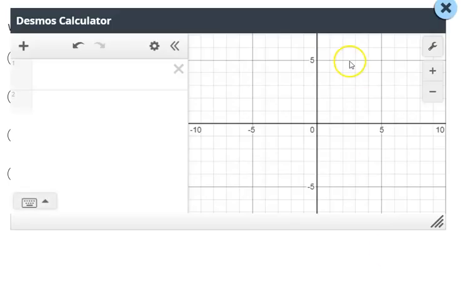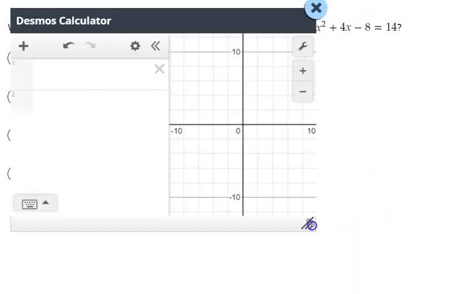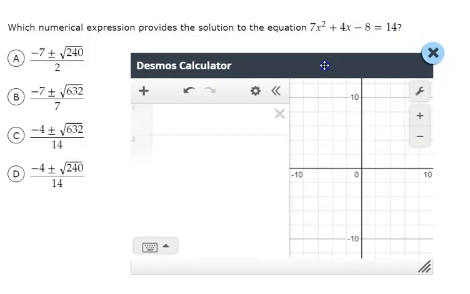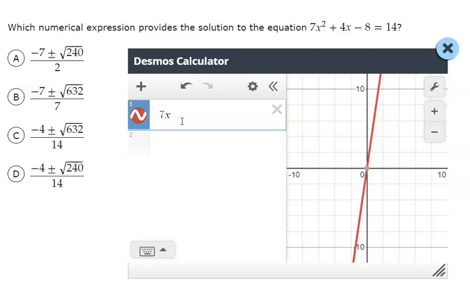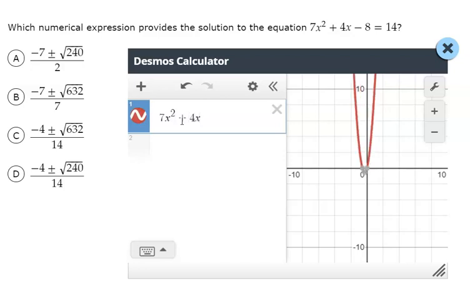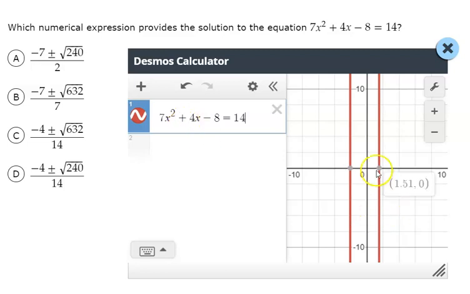So first we're going to pull up the Desmos graphing calculator. And then we're going to type in this function, which is 7x squared, or this equation. It's actually not a function, but an equation. All right, plus 4x minus 8 equals 14. And then when we do that, there's going to be two answers here, and that's the important thing to notice.